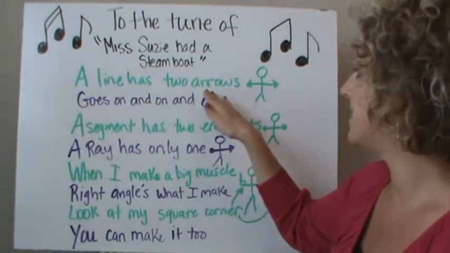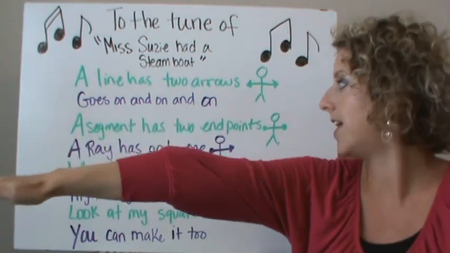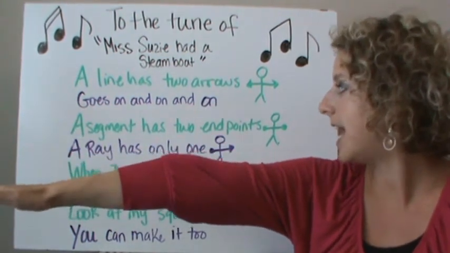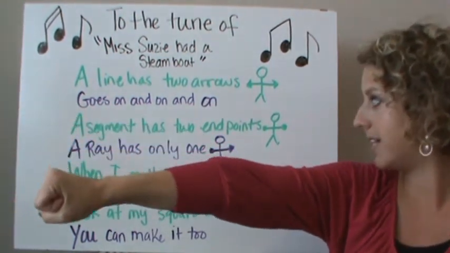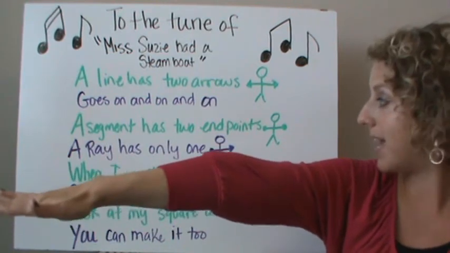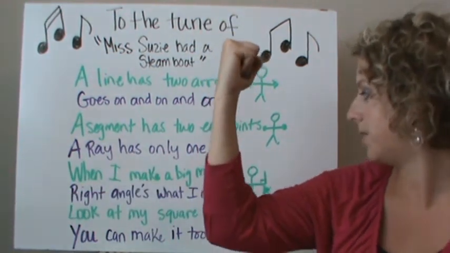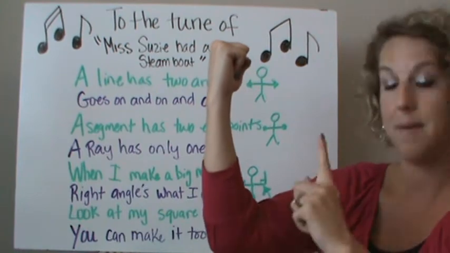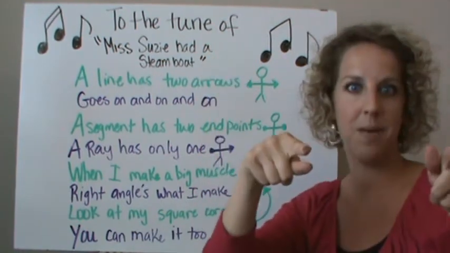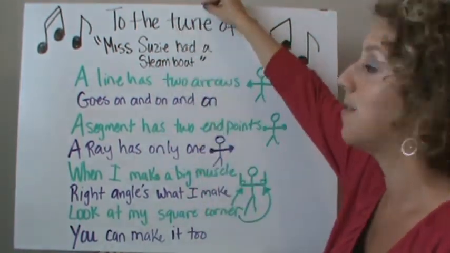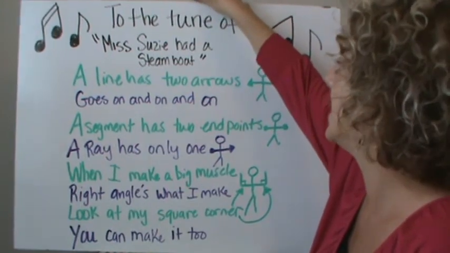A line has two arrows, goes on and on and on. A segment has two endpoints, a ray has only one. When I make a big muscle, right angle's what I make. Look at my square corner, you can make one too.